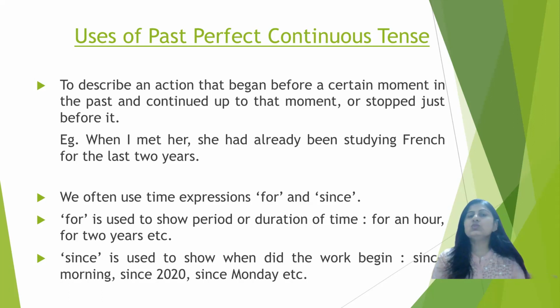Since is used to show the beginning. When did the work begin? Like since morning, since 2020, since Monday, etc. Like he had been playing since morning, or we had been living here since 2020. So it shows that we started living in 2020, or it can be since Monday also. So since is used to show the beginning of the time. For is used to show the duration or period of the verb. So this was past perfect continuous tense.